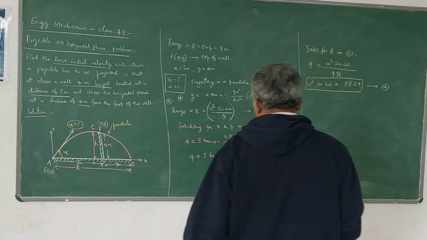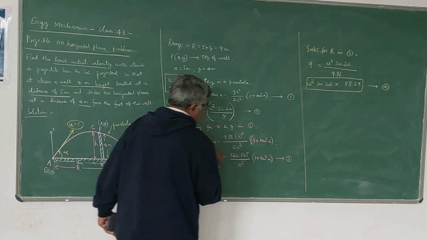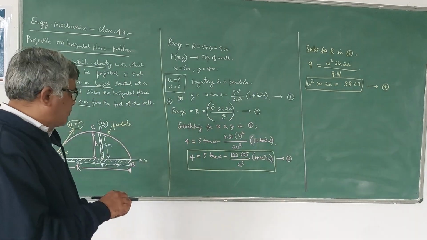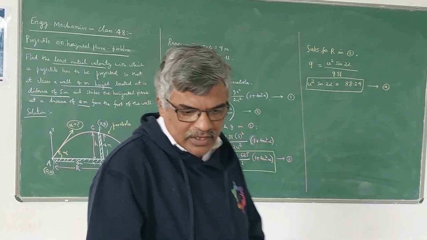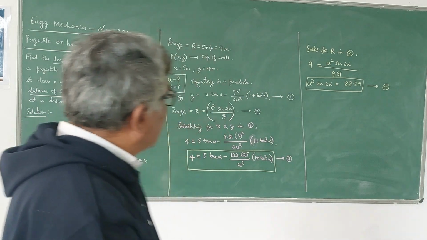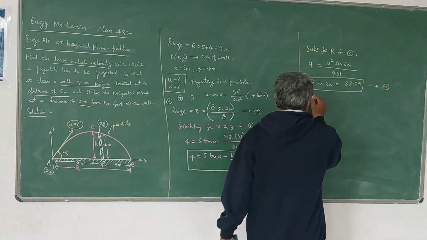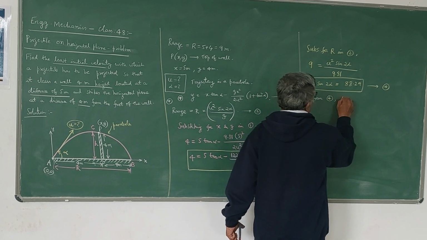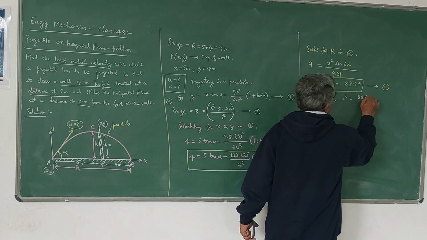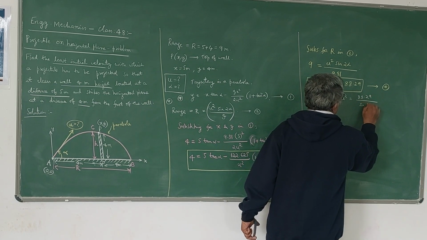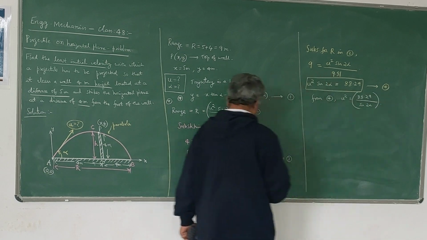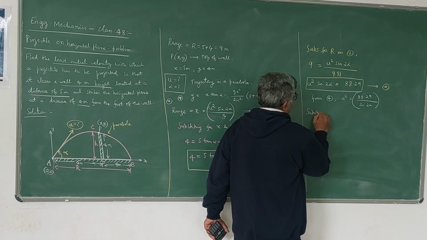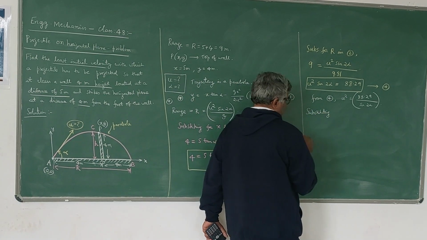Now we have two equations and two unknowns. Alpha and u are the unknowns. We have to solve them. So let us see how we can solve those two equations. From the fourth equation, I can write u square as 88.29 divided by sin 2 alpha. Now I will substitute for u square in the third equation. That means I am eliminating u square.